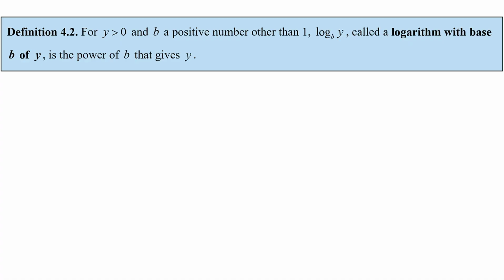For y greater than 0 and b a positive number other than 1, log to the base b of y, also referred to as a logarithm with base b of y, is the power of b that gives y. What this means is, for example, log to the base 3 of 81 is 4, since 4 is the power of 3 that gives us 81, or 3 raised to the 4th equals 81.